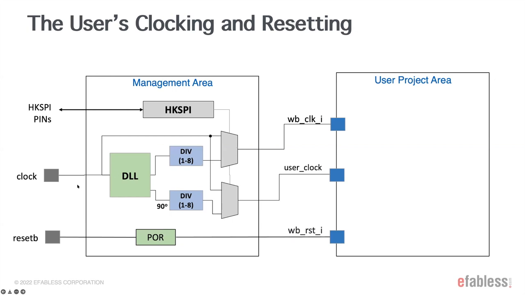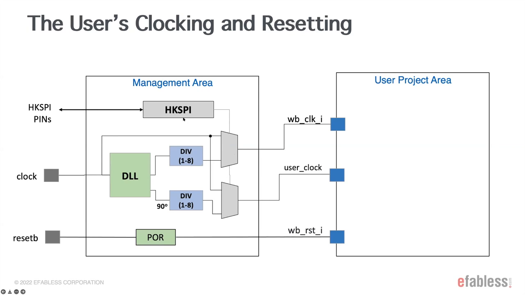So in the management area, we have a frequency multiplier that gets the clock from an external source, through the clock pin. Also, there is a free running oscillator on chip, which can be used as well. And you will have two divisors which you can set, and these can be used to multiply the frequencies, and these two multiplexers can select either the external clock or the multiplied clock, using the first multiplier. And the second one does the same, except that the second channel is shifted 90 degrees in phase. So there's a phase shift of 90 degrees.